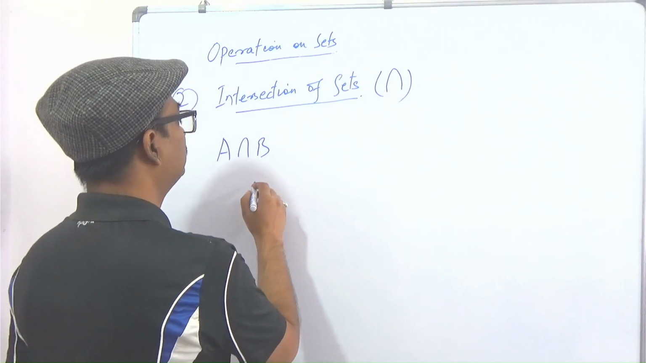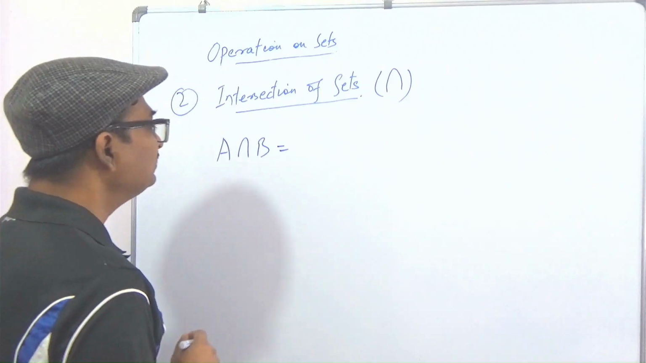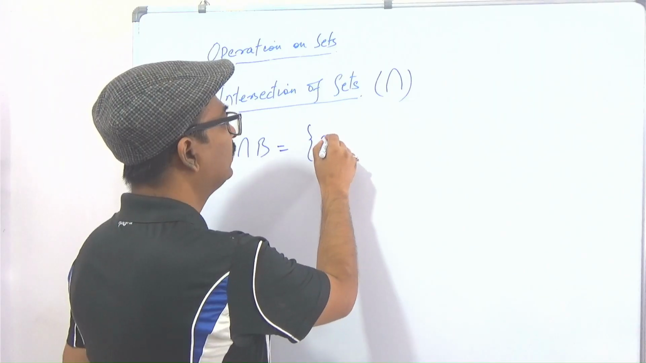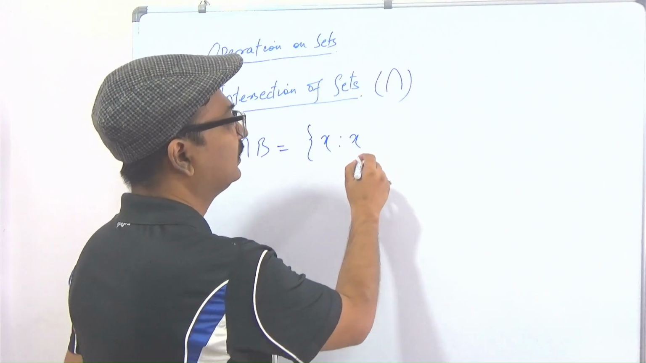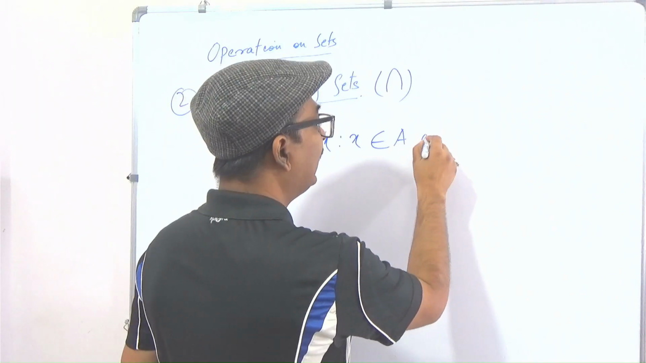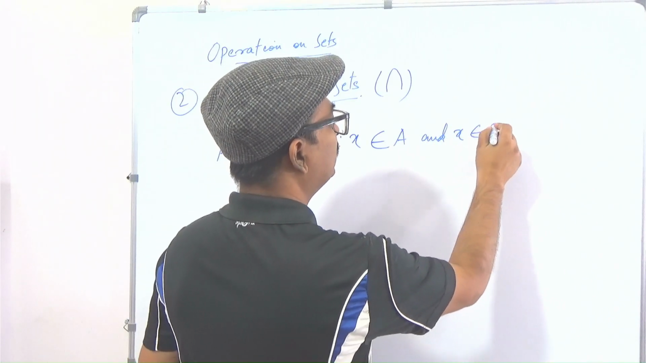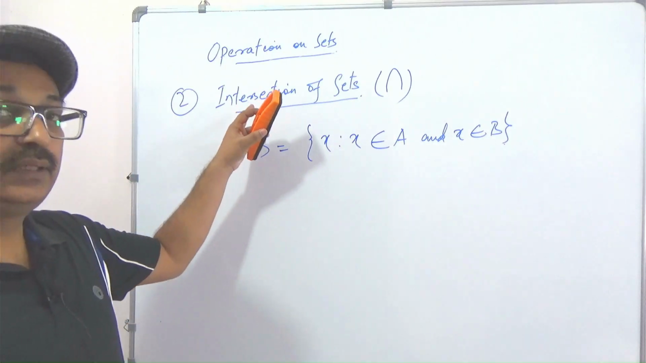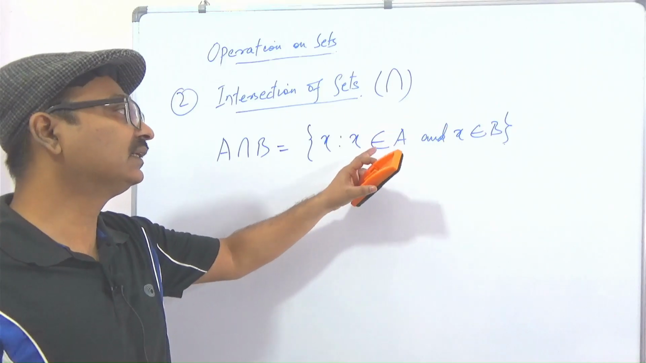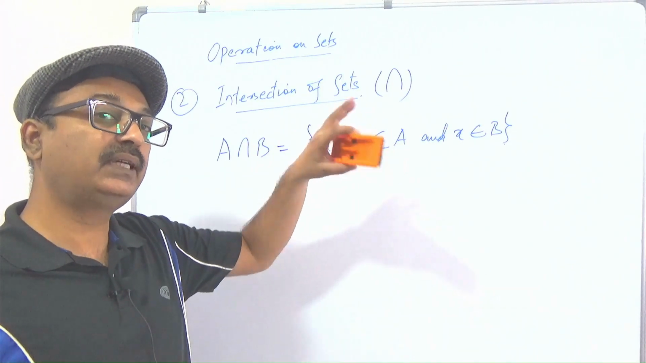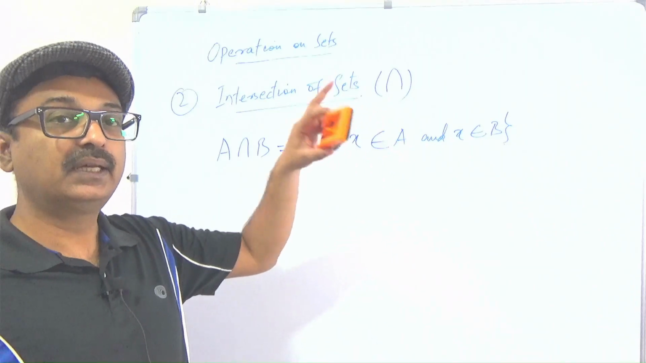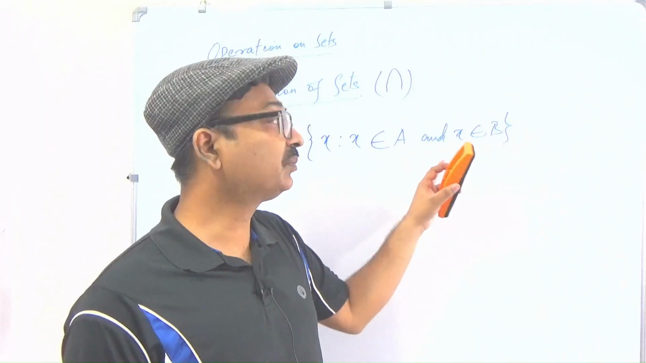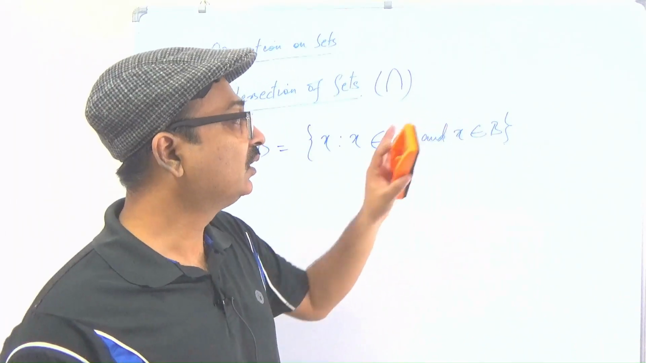How do we write it in set builder form? x is such that x belongs to A and x belongs to B. If you remember, in union of sets we had written or, that is, they belonged either to A or to B. Every element belonging to A or B was present in A union B. But here we have only those elements that are present in both A and B, that is, they are common to A and B.